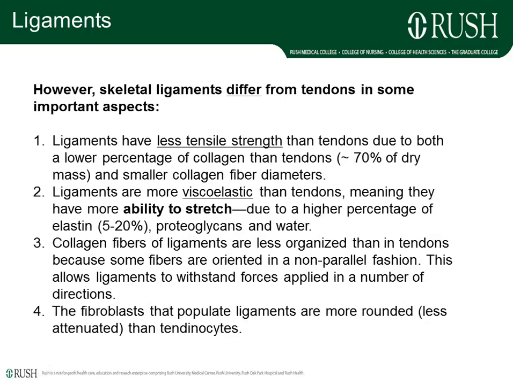However, ligaments are quite different from tendons in some other important respects. First of all, they have a lot less tensile strength than a tendon. Remember, tendon had mostly type 1, which is the very strong tensile strength collagen. Well, ligaments have both a lower percentage of collagen than tendons and smaller diameter collagen fibers. That means they're going to be not resisting the tensile forces quite as well.